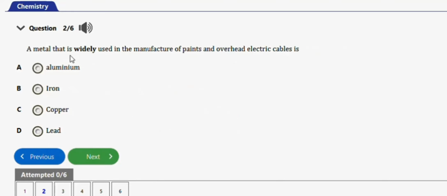It says a method that is widely used in the manufacture of paints and overhead electric cables is aluminium. Guys, the right answer is option A. Alright, so the next question will be this one.